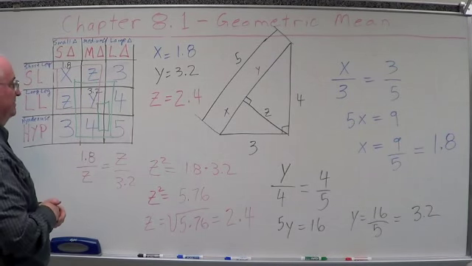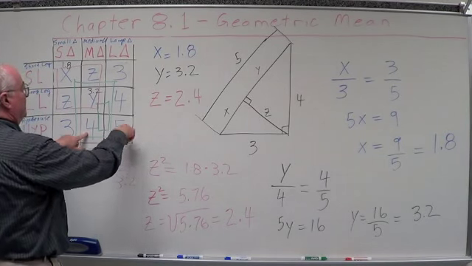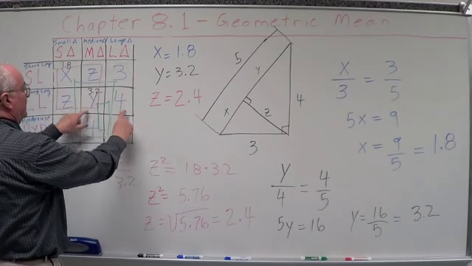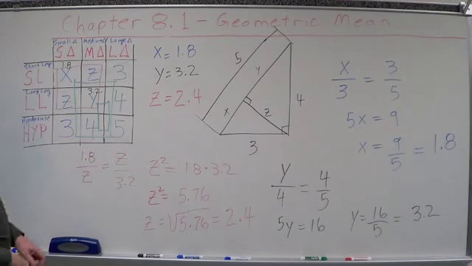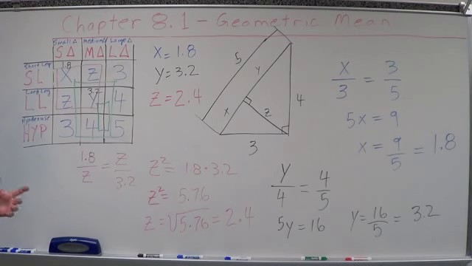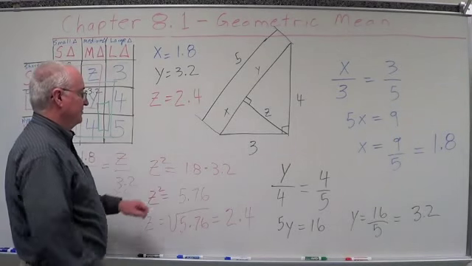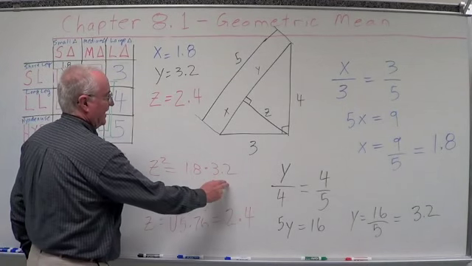You got it? 5 is to 4 as 4 is to Y. 5 is to 4 as 3 is to Z. Okay? 5 is to 3 as 4 is to Z. All right? So those are the relationships. This table maps out these relationships and shows you the proportions that are set up. And most of the time these proportions end up being geometric means between two numbers. Z is a geometric mean between 1.8 and 3.2.